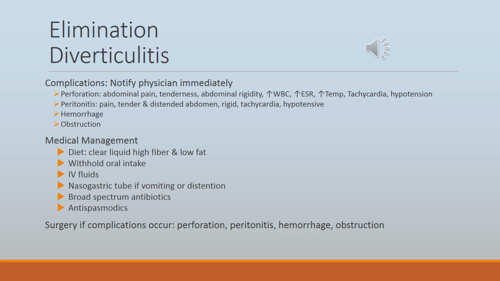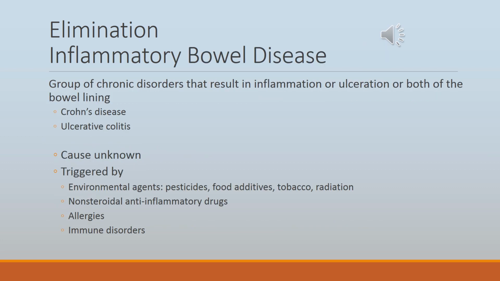Although diverticulitis usually subsides with medical management, immediate surgical intervention is necessary if the complications of perforation, peritonitis, hemorrhage, and obstruction occur. In cases of abscess formation without peritonitis, hemorrhage, or obstruction, a CT-guided percutaneous drainage may be performed to drain the abscess, and IV antibiotics are administered.